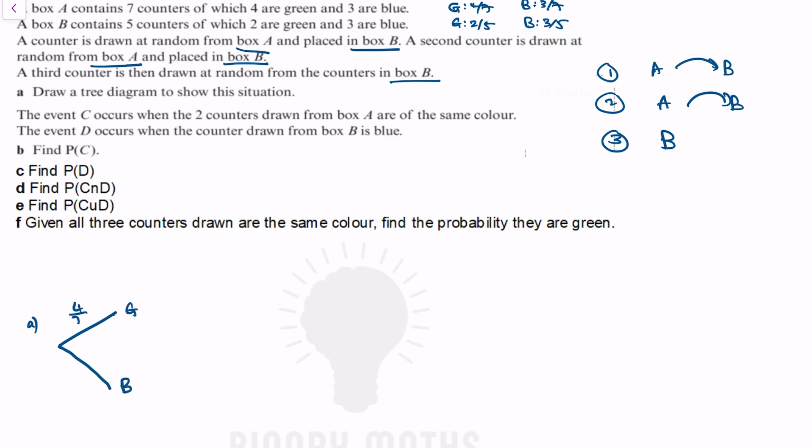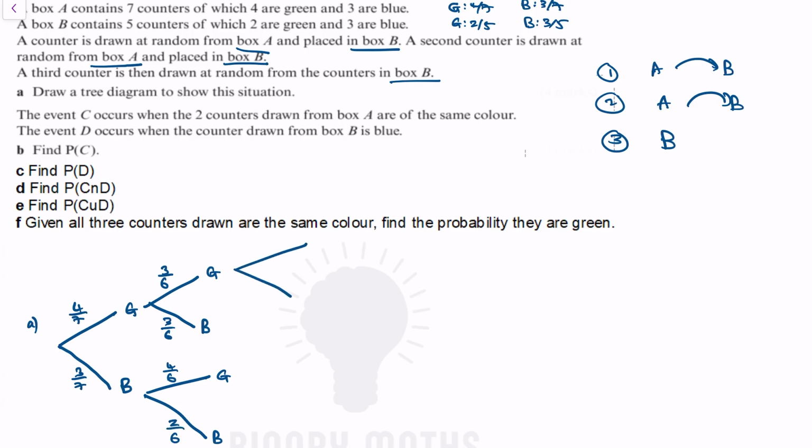which is just 4/7 and 3/7. Now, second pick is still from box A, and it's gone down by 1. So it's going to be 3/6 green, and blue has not changed, so it's 3/6. If you pick a blue first from box A, then the number of greens doesn't change, so it'll be 4/6, and number of blues will be 2/6, it's gone down by 1.